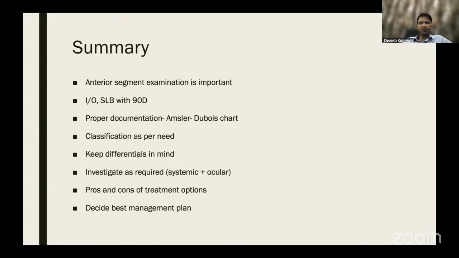So I think if you go in a systematic manner of examination and documentation of clinical findings and management plan, then I think your long case should go very well. You should not miss important aspects that the examiner can later on ask you.